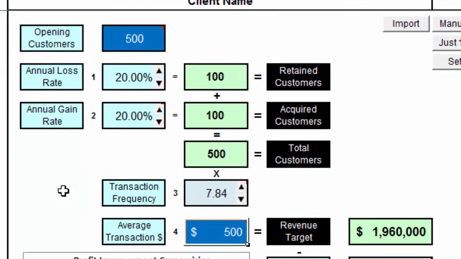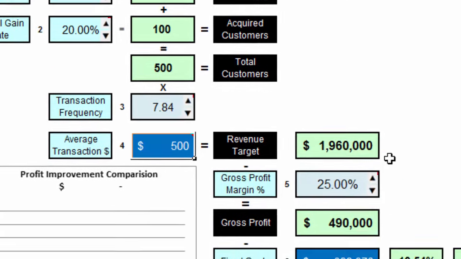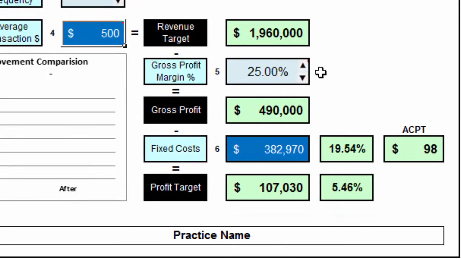Underneath that is the transaction frequency for each of those customers, and it's currently set at 7.84, and I'll explain why that is in just a moment. Underneath that is where I keyed in the $500 average transaction value, and a combination of the total customers multiplied by the transaction frequency and the average transaction value gives us our revenue target. And in fact, this could be last year's revenue. Underneath that, there is a 25% gross profit margin in this particular business, which came through with the import button, leaving us with a gross profit in dollars of $490,000.